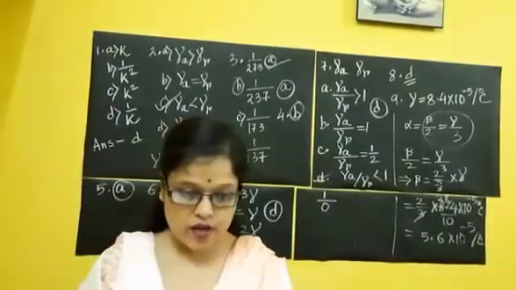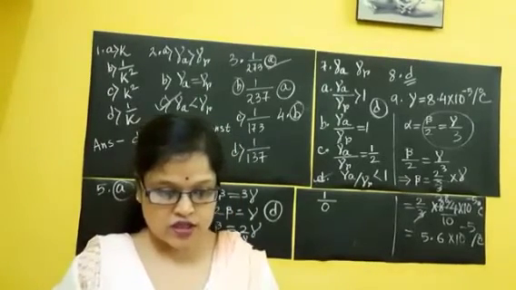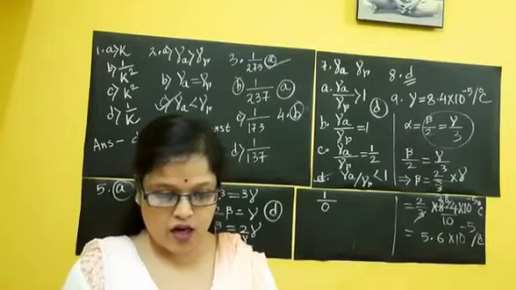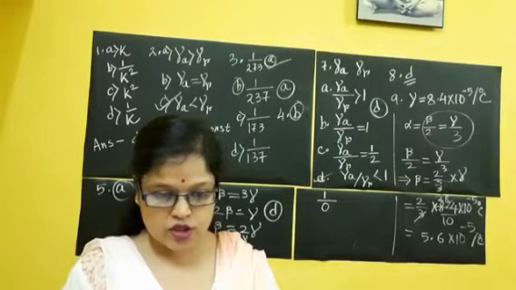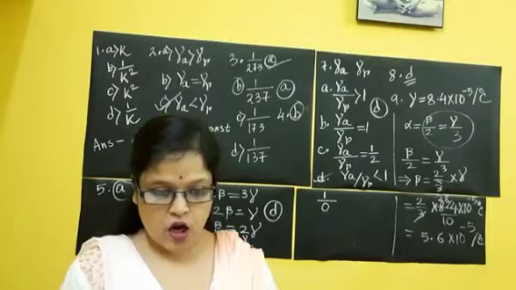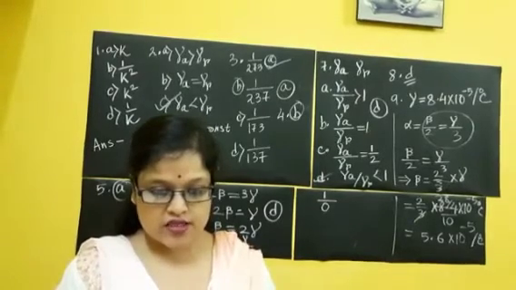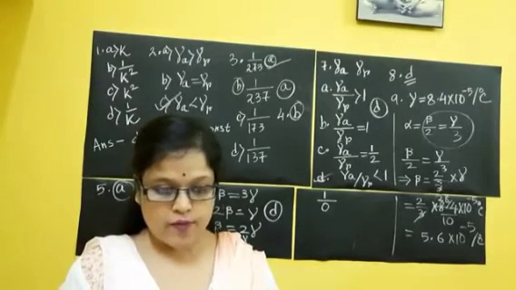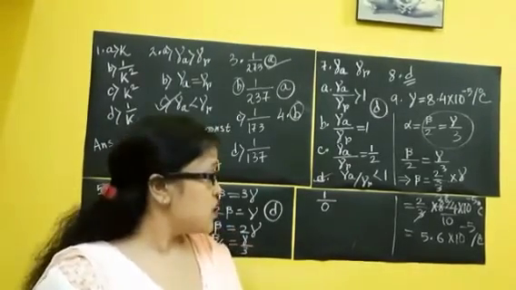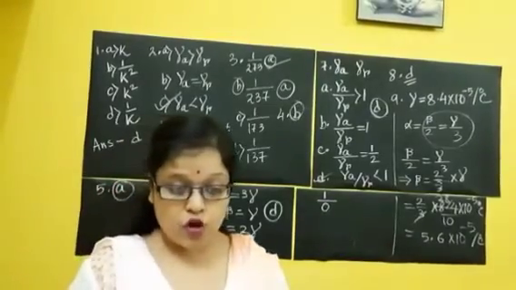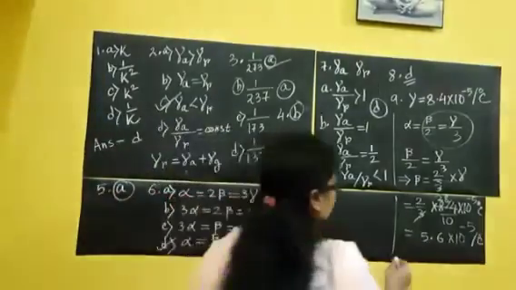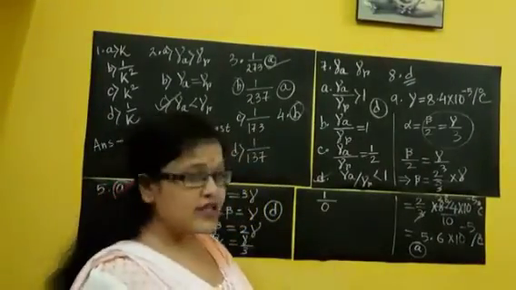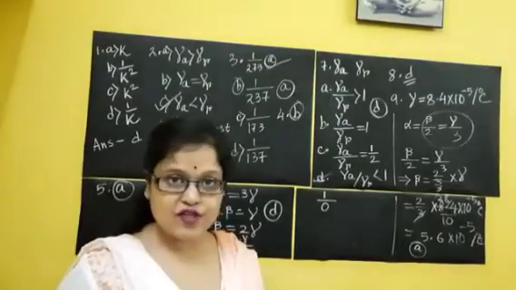The option is 5.6 into 10 to the power minus 5, so option A will be the answer. Okay, the next part of the worksheet I will do in my next video. Thank you.